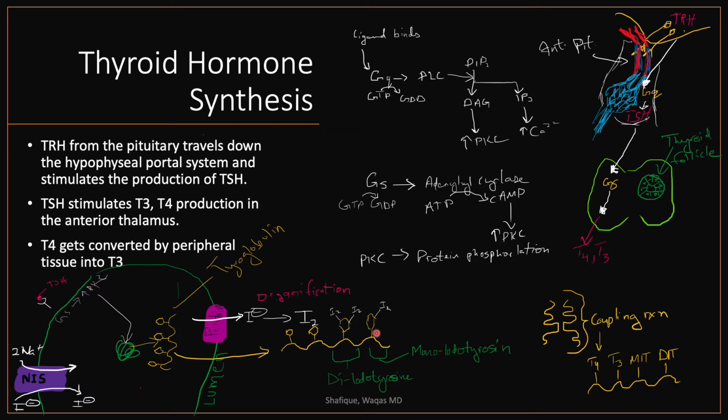Once you have these molecules, they undergo a coupling reaction where 2 of them come together, MIT or DIT. So MIT and DIT will form T3, and DIT and DIT will form T4. And once you have this, it is endocytosed into the cytosol, and from there cleaved in different parts by lysosomes. So you get free T4 and T3, which are then secreted, and MITs and DITs are recycled for their iodine.